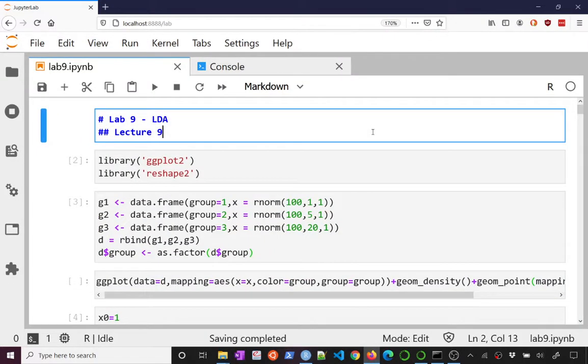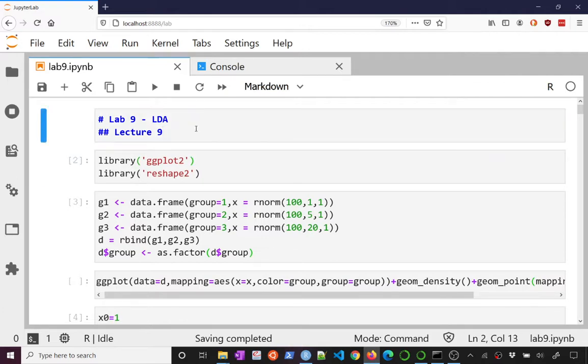Lab 9 is LDA. We'll first start talking about LDA in this lab, and we'll finish up talking about it a bit in the next lab. But today we just want to do a real quick recap of LDA in a one-dimensional case, where we have one x.